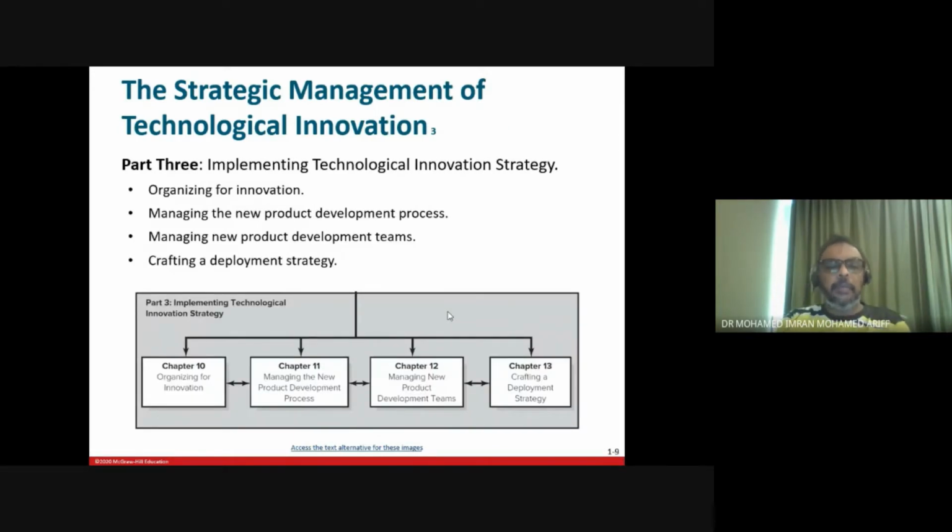Then next we manage the new product. How do you manage the new team? And lastly, we are going to deploy it. Okay, so it's not a simple thing, coming up with a new innovation. Coming up with a new innovation is quite a tedious process, because first and foremost, you have to convince your management, okay, this is how you need to do it. We need to spend this amount of money.